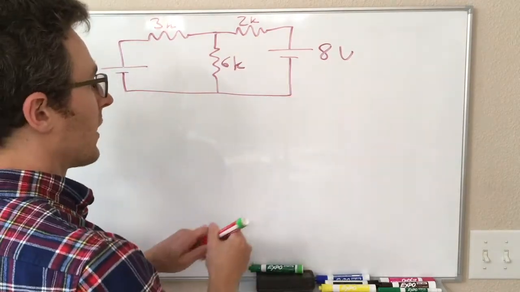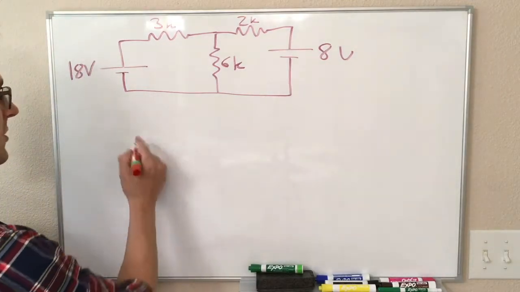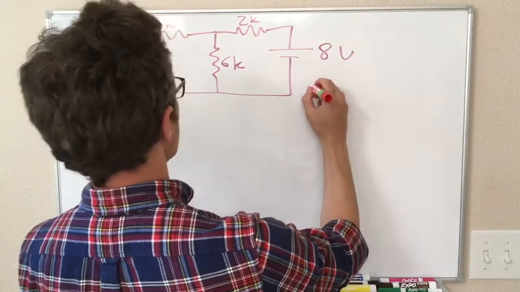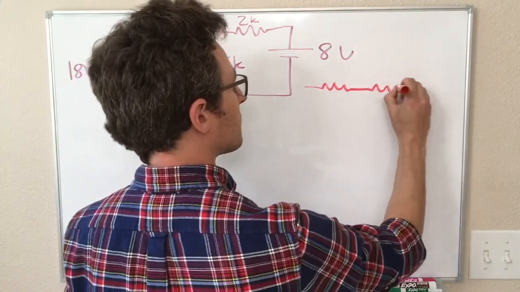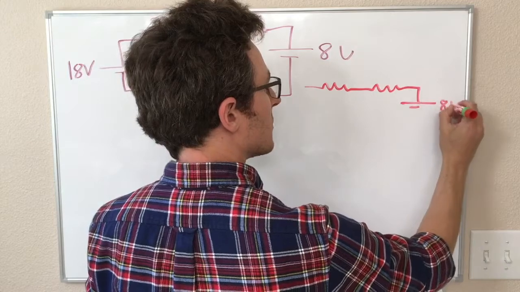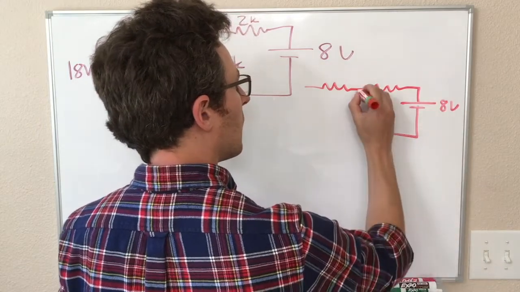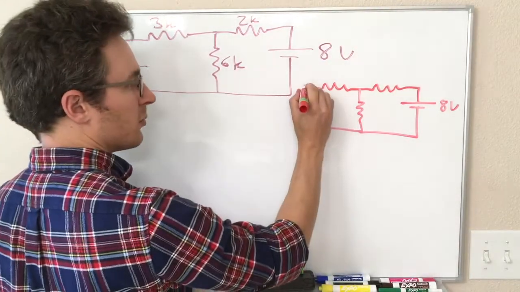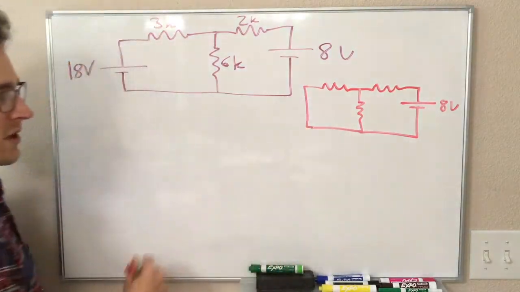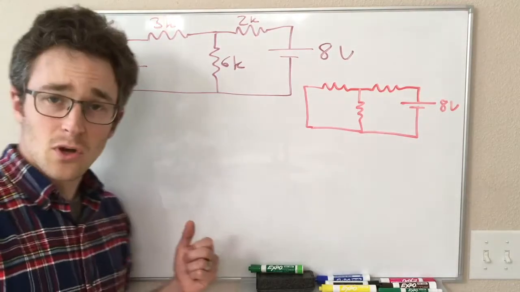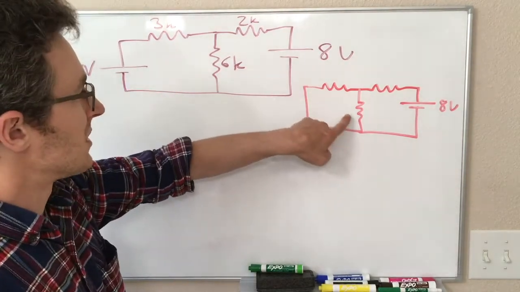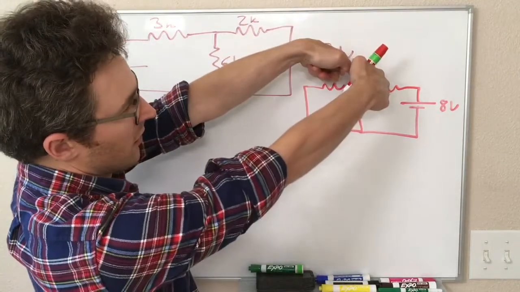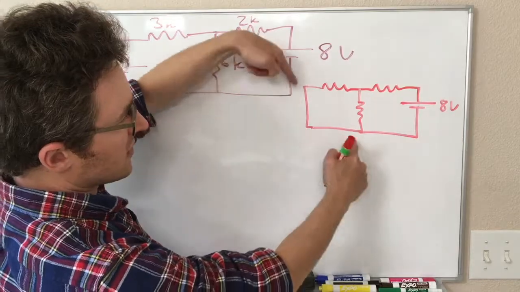So first, let's look at what happens just from the 8-volt source. Our circuit's going to look like this, with the 8-volt source. And my 18-volt source I'm replacing with 0 volts, that is just a wire. So you'll notice now that my 3K and my 6K resistors are in parallel, right? These ends are connected together and these ends are also connected together.